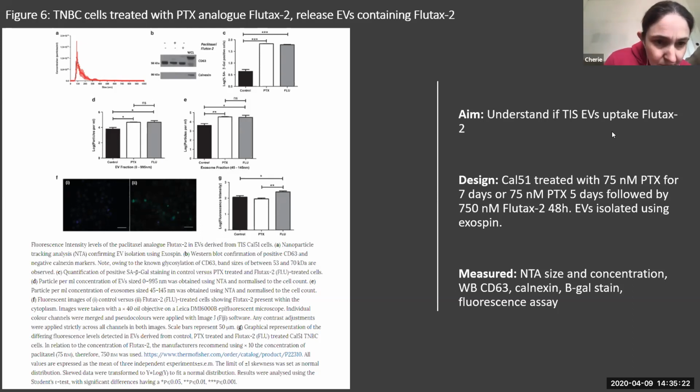I'm maybe not looking very carefully. My eyes are not working properly, but where's the bit where they show that the FluTax goes into the vesicles? How did they test that? So they don't. So all I've got is that fluorescent assay. Right, so it goes into the cells. But your title says it releases vesicles containing FluTax2. So how do they test for the FluTax2?